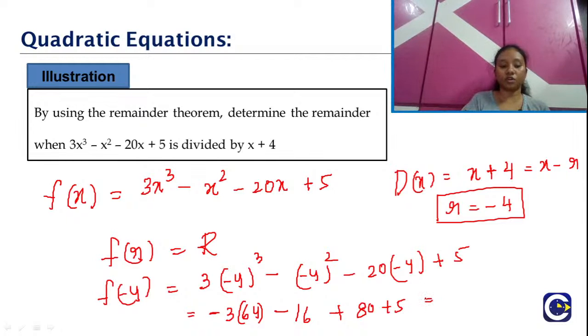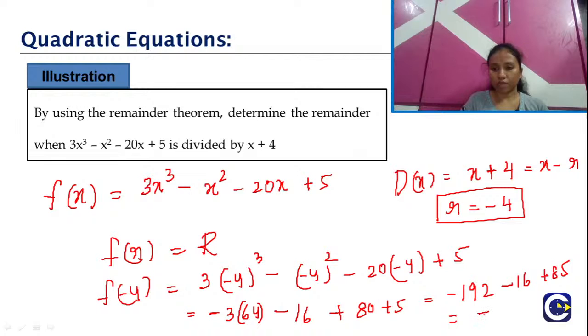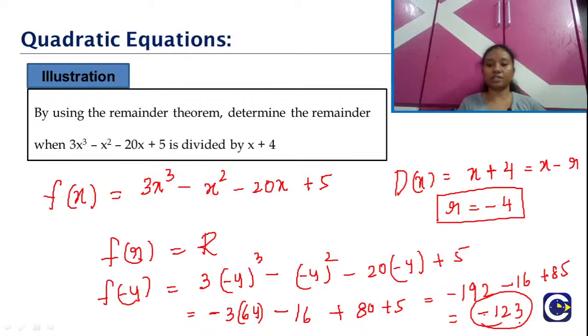Which is equal to, again, we have to find 64 into 3, which is minus 192, minus 16, plus 85. So 192 minus 85 and then plus 16, which is equal to minus 123. So this will be the remainder, guys. So instead of doing our complete long division method, we can simply use this remainder theorem and easily get the remainder value. So let's just have a quick look using the long division method also.